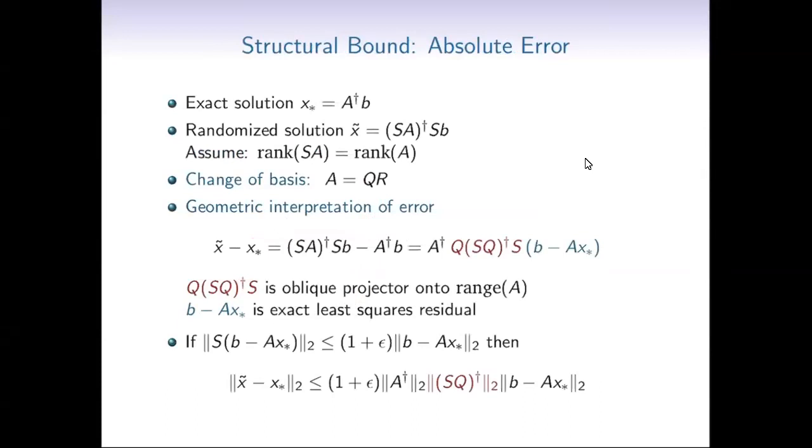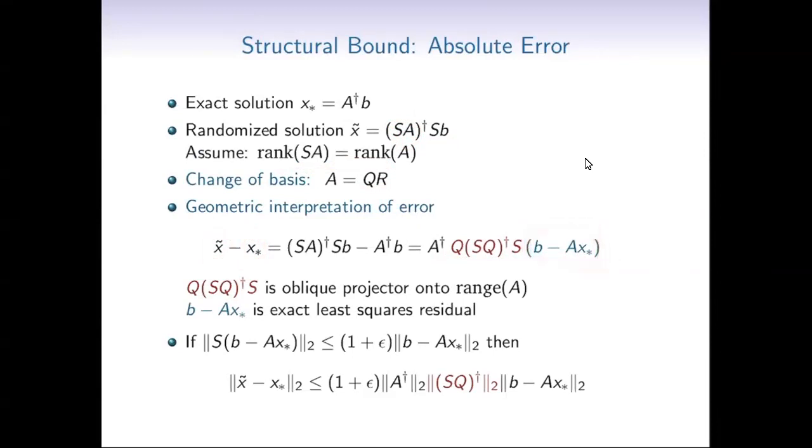So here's a structural bound for the absolute error. This is our exact solution. And the randomized solution, well, it's the sampled matrix and the sampled right-hand side. Now, just for this talk, let's assume we are in the good case where the sampled matrix has the same full rank as the original matrix, just to make things easy. So all we want to do is now derive an error bound, right? So on paper, we can do anything. So we could assume we have a QR decomposition of A and put this in there. And then our absolute error, the solution of the randomized problem minus the exact solution, can be written this way.